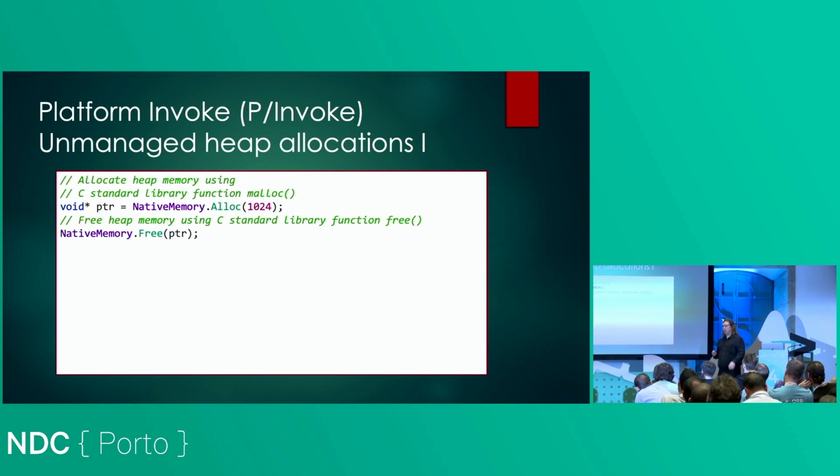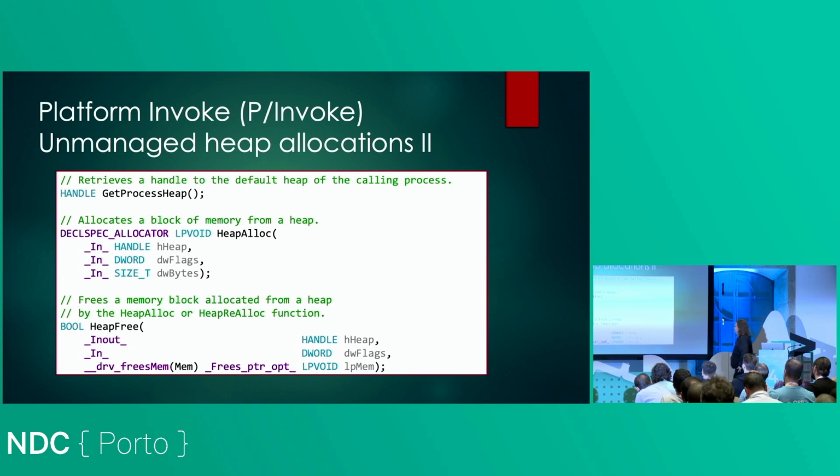Very simple. So I say Alloc, I say how many bytes I want. I get a pointer back for an allocation of at least that size, and when I'm done with it, I say Free, and it goes away. Only problem is this is only available in .NET 6 and later. So what if you're still on .NET Framework? Well, not to worry, the operating system can do this too.